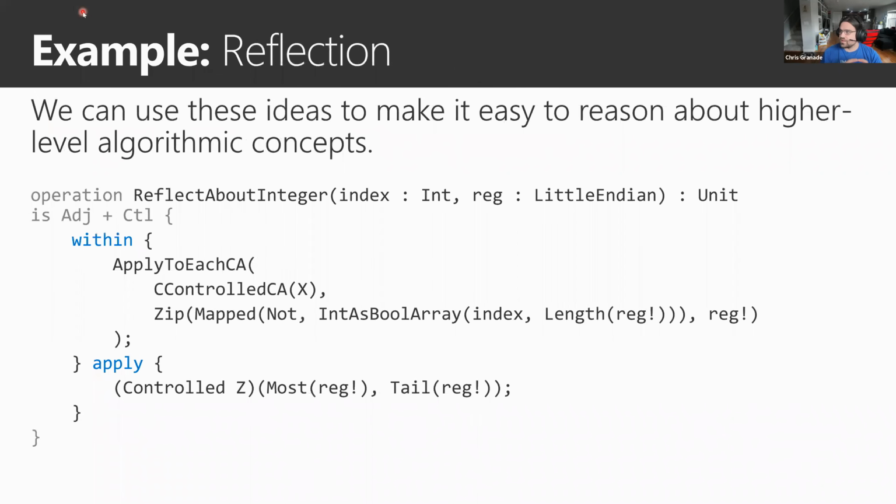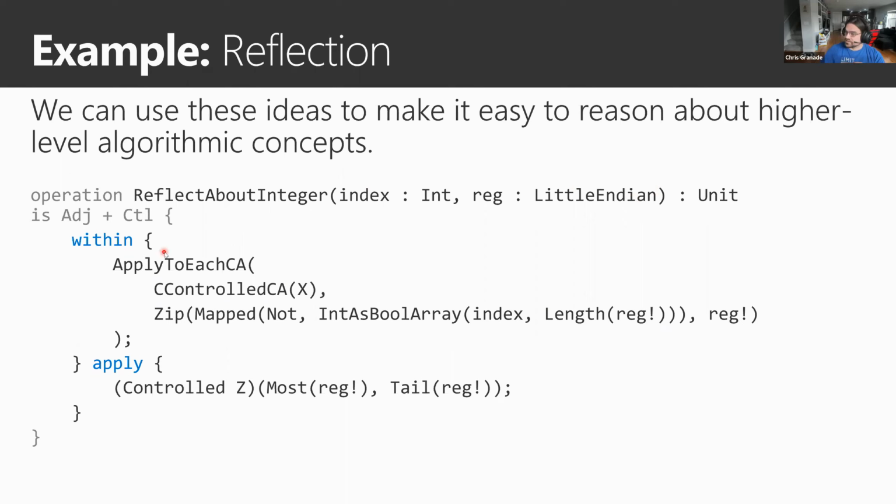I can use those same ideas to make it easier to reason about higher level algorithmic concepts. So for instance, if I'm writing out something like Grover's algorithm for many applications, I might want to reflect not around a bit string, but about an integer representation, and let the libraries deal with how that gets represented as a bit string. And so I can do that, for instance, by saying I want to reflect around a particular index. The register is to be interpreted as an integer in the Little Endian representation.